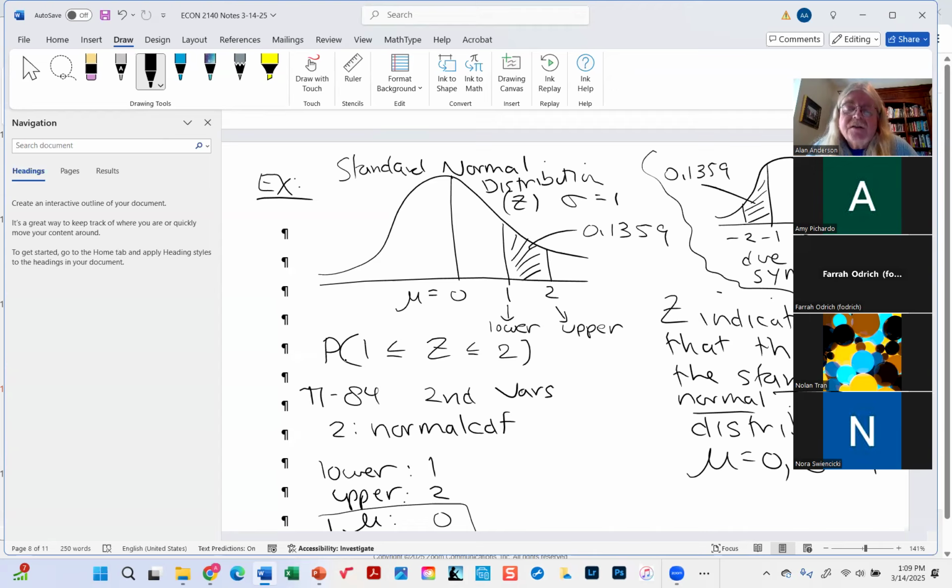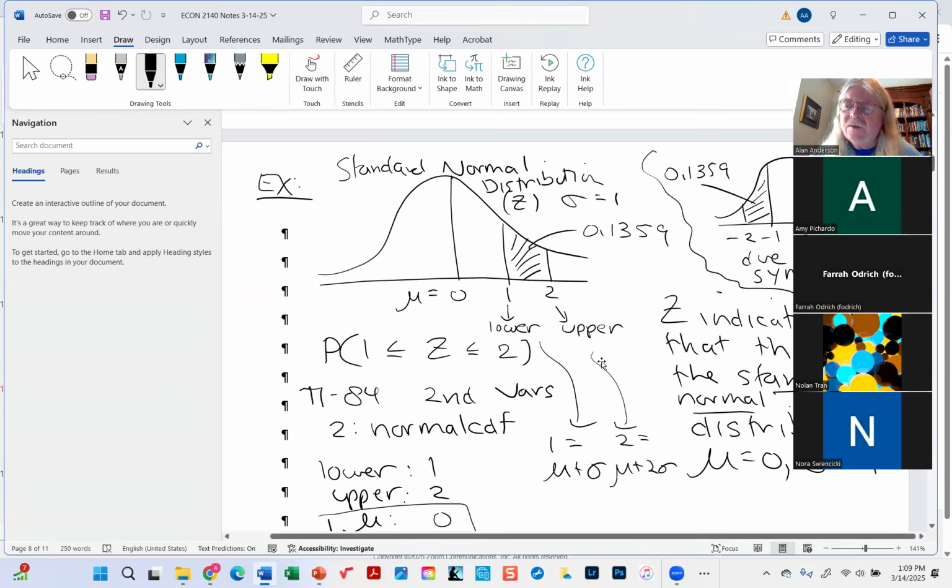Now, as it turns out, that actually means the 1 can be interpreted as the mean plus 1 standard deviation. The 2 can be used to represent mean plus 2 standard deviations. So with the standard normal distribution, the numbers you see can be interpreted as how many standard deviations we are away from the mean. When they're positive, that means we're above the mean. When they're negative, that means we're below the mean. So what's the probability of being in that interval there?